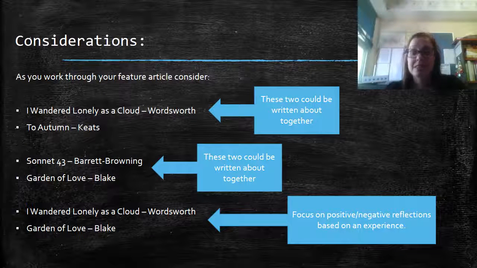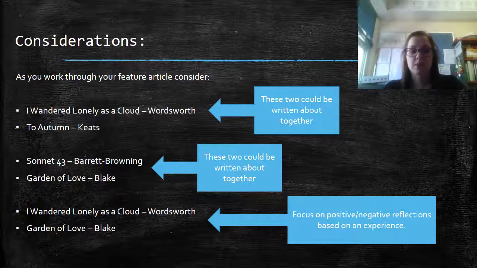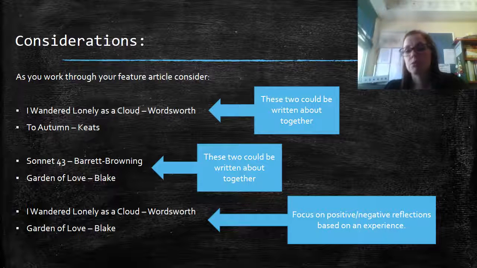What we've got here are some considerations for your assessment. So you might like to look at these pairs of poems together. So you might choose I Wandered Lonely as a Cloud by William Wordsworth, or To Autumn by John Keats. Or you could look at Sonnet 43 by Barrett Browning and The Garden of Love by Blake. A third option could be I Wandered Lonely as a Cloud with The Garden of Love. Okay, we're going to talk you through on the next couple of slides where you might like to go with each of these texts and some considerations that should assist you in choosing a particular angle or strategy to tackle this task.